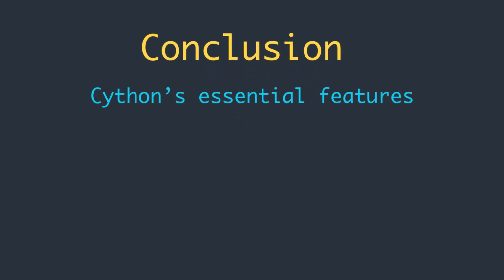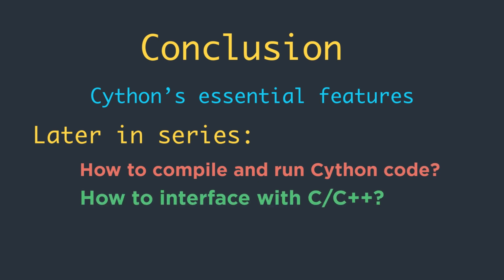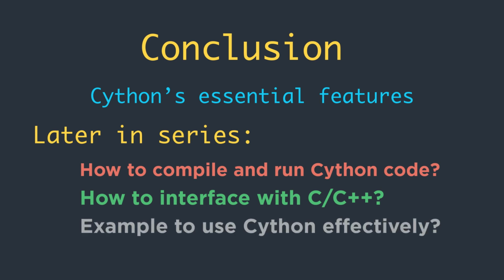This video is meant to clarify some of the basic but important concepts. We have seen Cython's essential features distilled to their most basic elements. The rest of this Cython series explains the Cython language in depth, which covers how to compile and run Cython code, how to interface with C and C++, and also provides many examples to help you use Cython effectively in your own projects. So stay tuned and be connected.